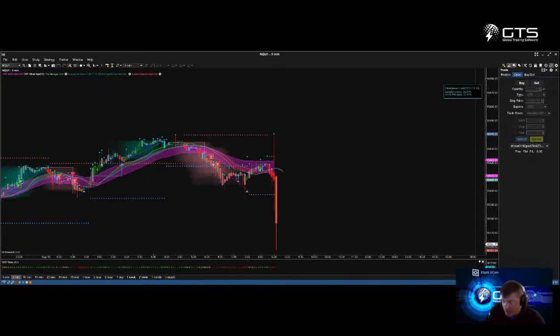There are some really significant zones that we've got to go through on the bottom side of this NQ. There we go, 11:39.